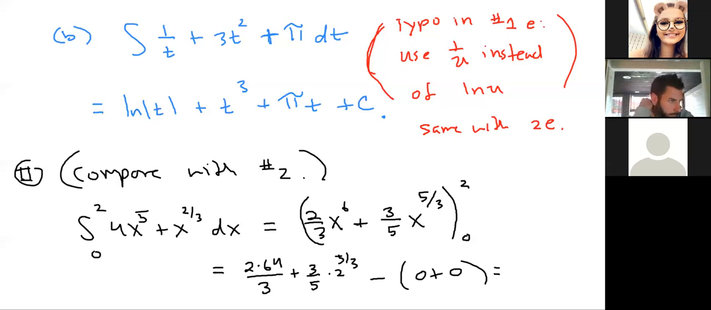So now the problem is no longer calculus. This is a middle school math problem. It's arithmetic, only you have some exponents.